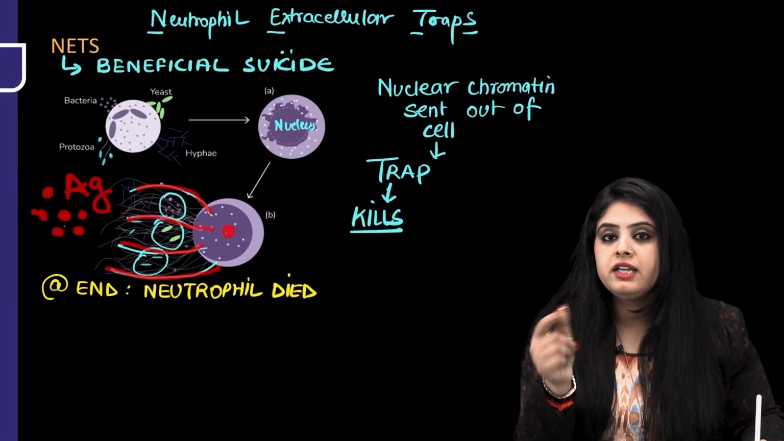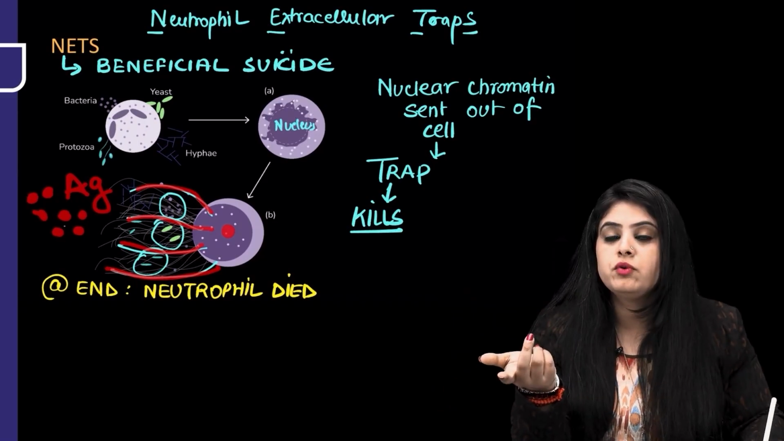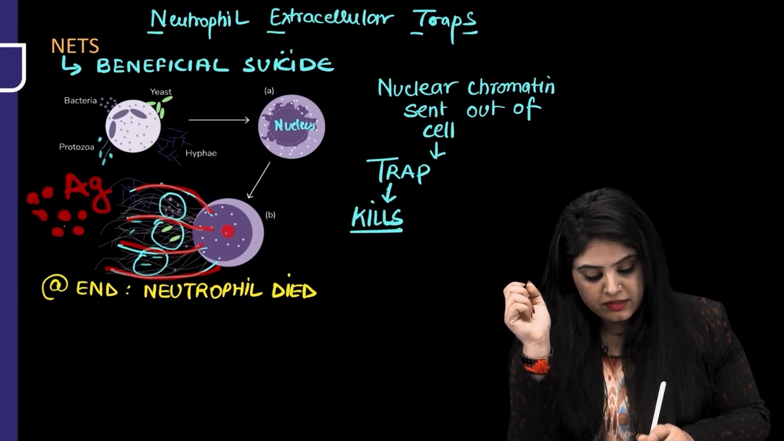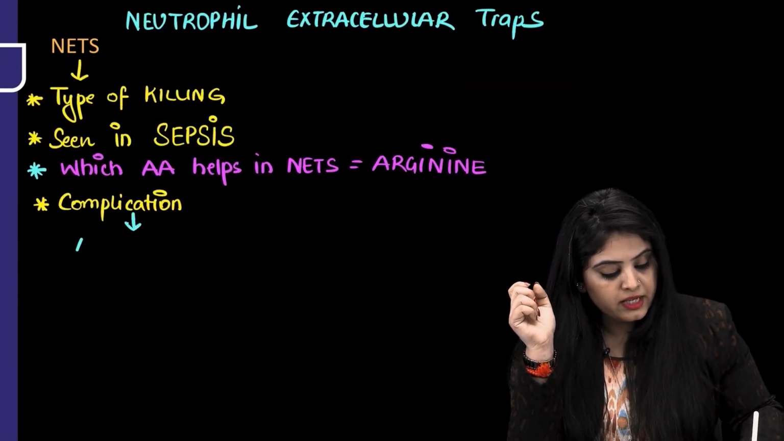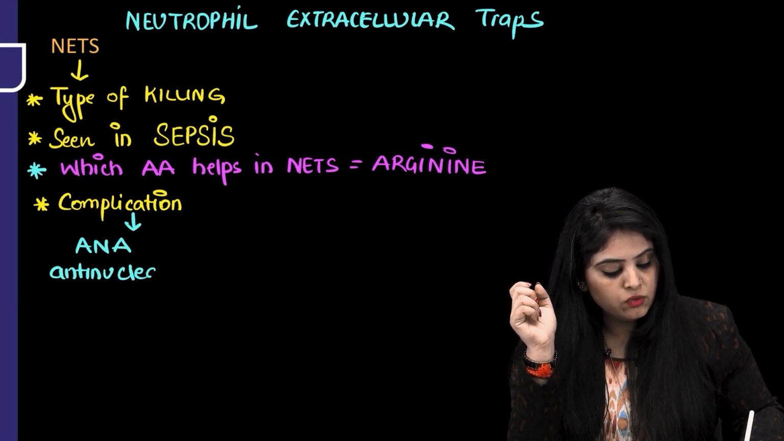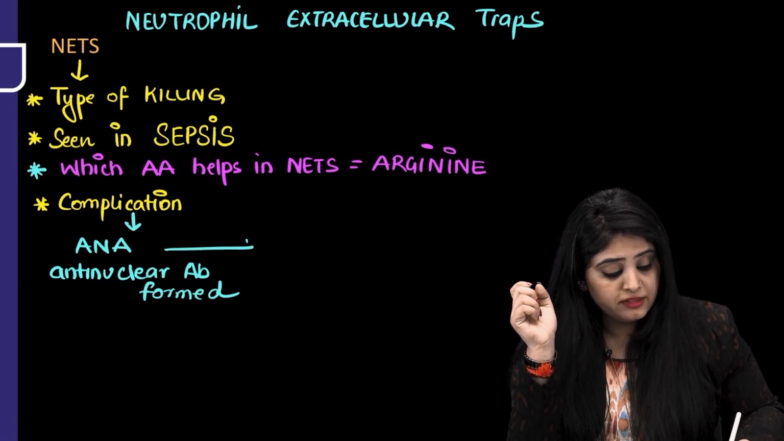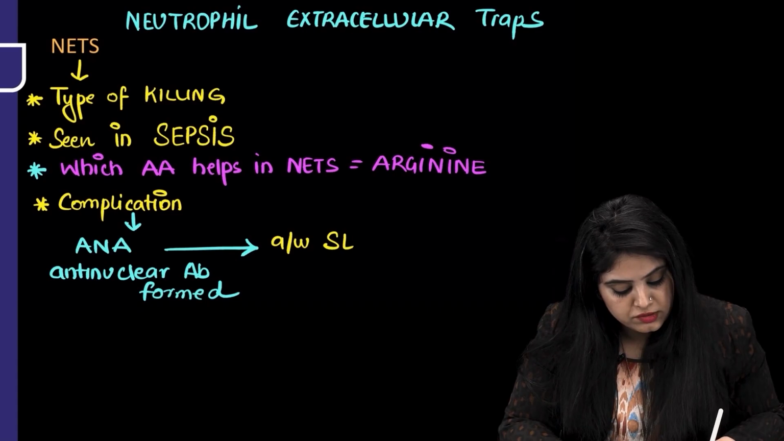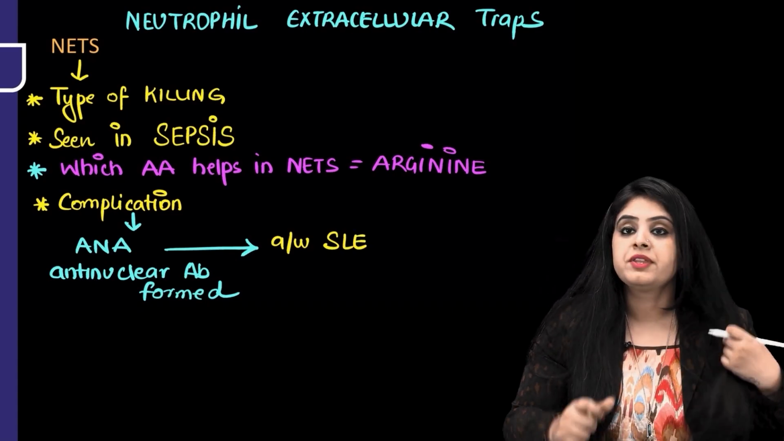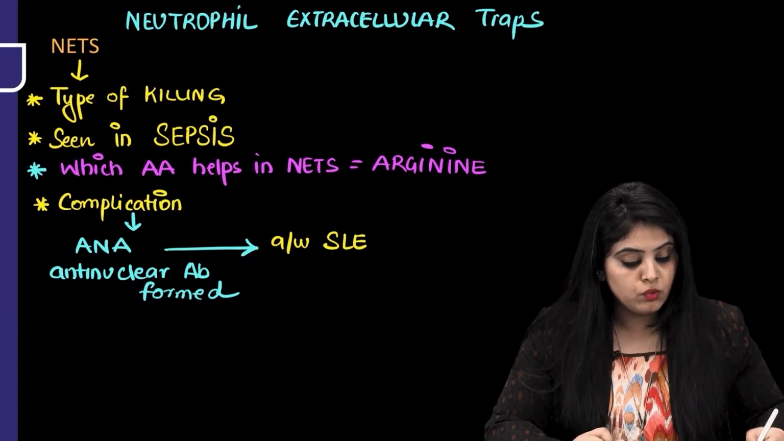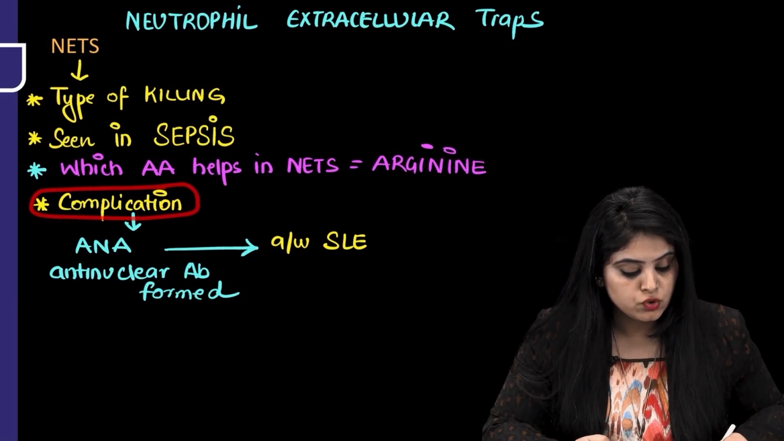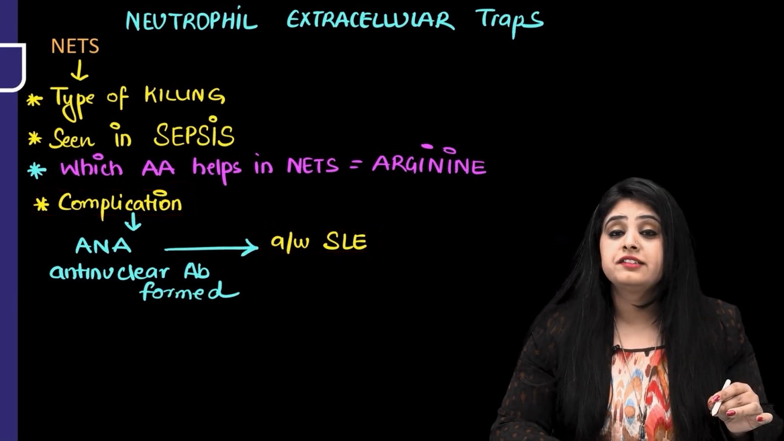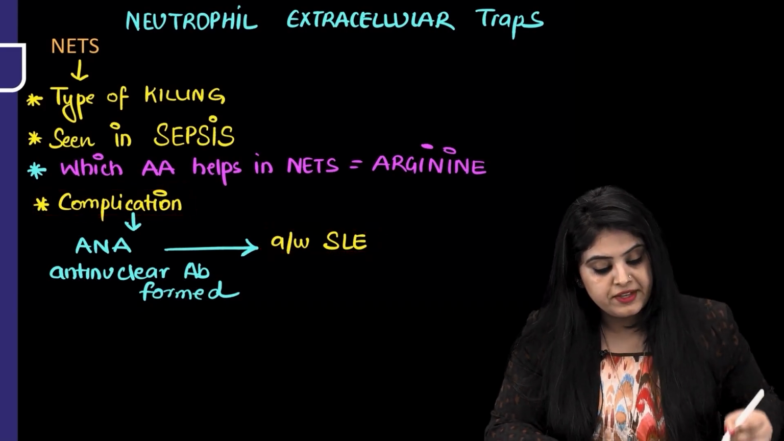Will I suddenly start making antibodies? I have never seen these antigens before. I will start making antibodies against them. So can I say one of the complications is that anti-nuclear antibodies will be formed? Is this reminding you of some autoimmune disorder? Yes, this is going to result in SLE. So that is what they saw: a lot of people in whom NETs was going on showed a complication, the formation of SLE.